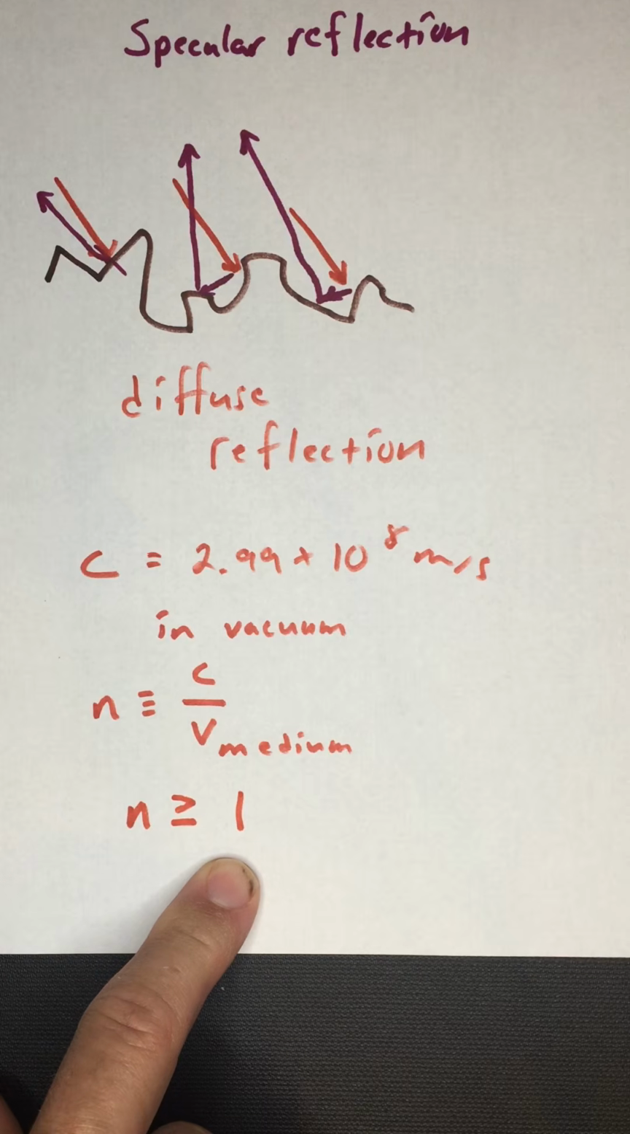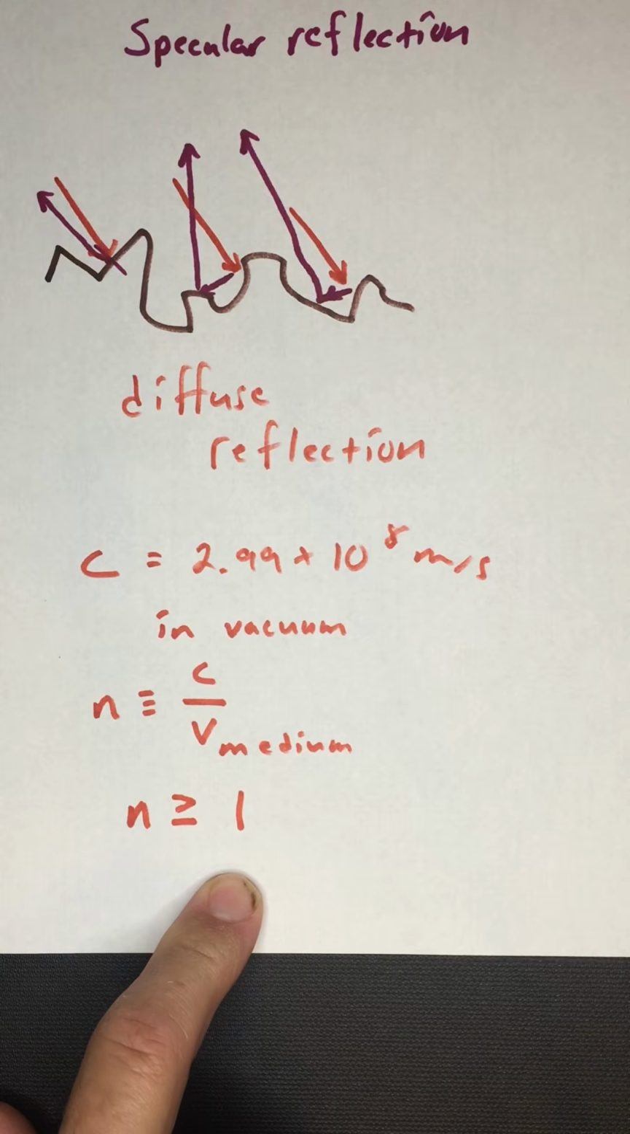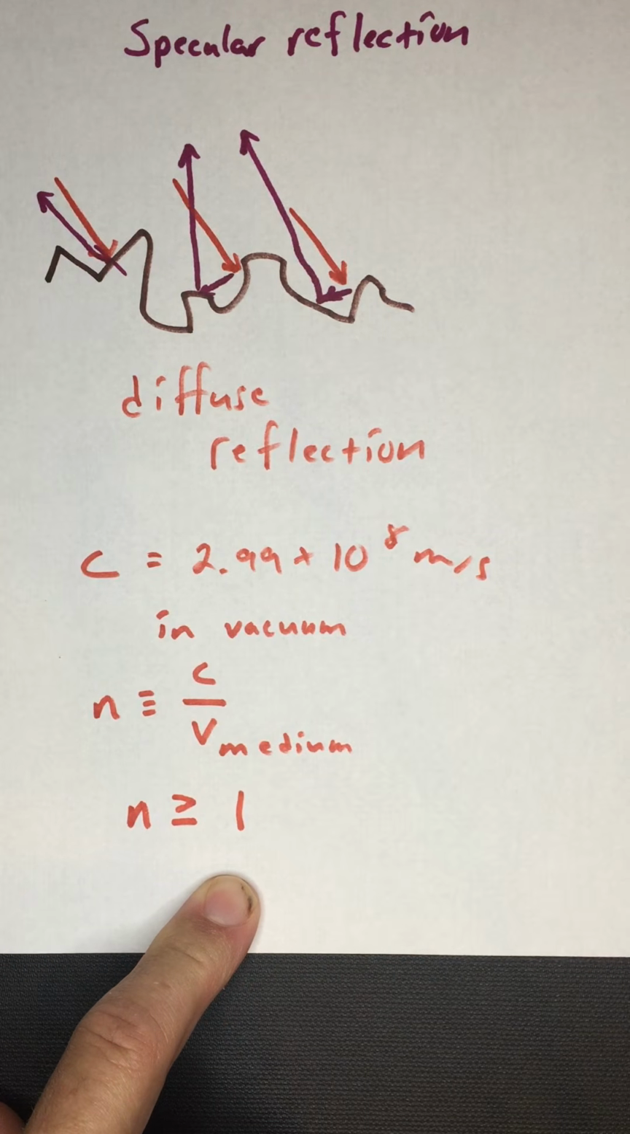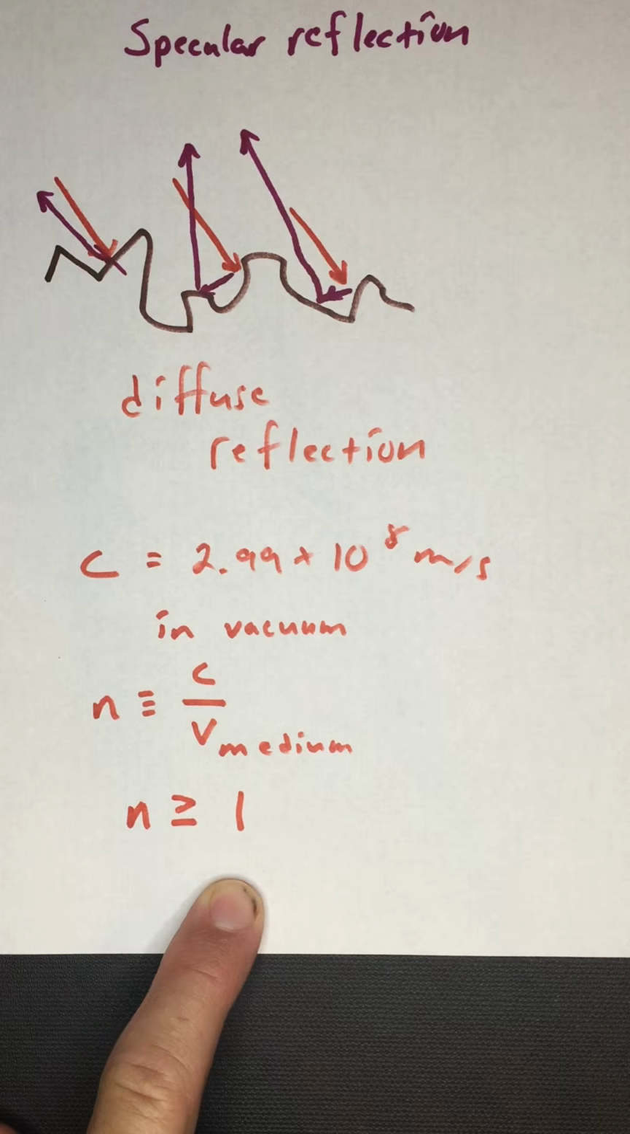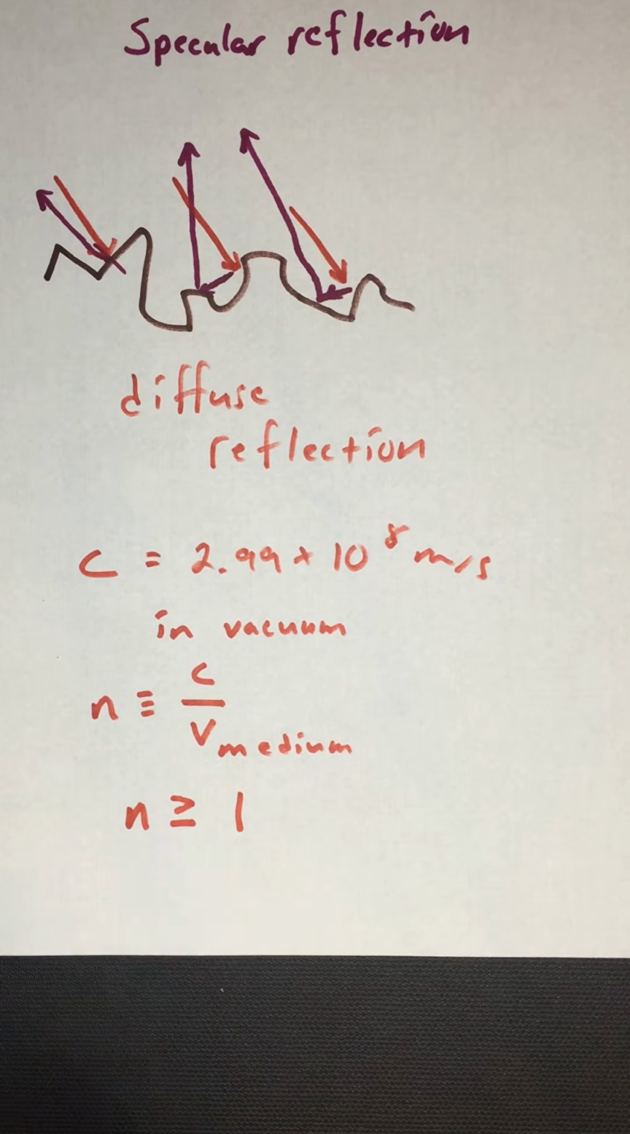It's going to be 1 in air and in vacuum. In every other substance, it's going to be bigger than 1. Usually it's only slightly bigger. Diamond has an index of refraction of, I think, about 2.14, which is pretty high. But between 1 and 2.14 is a lot of numbers, right? So different media will have different indices of refraction. All right, so notice also what this means.